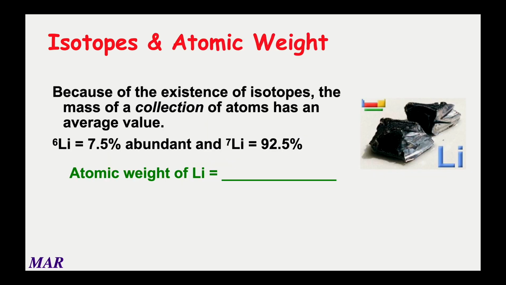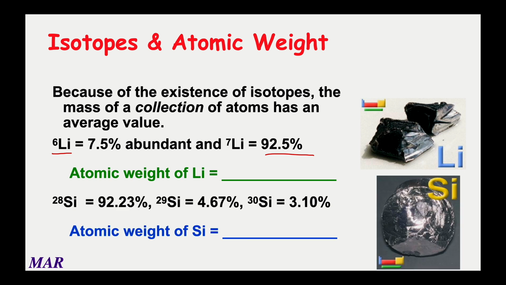Lithium is basically made of two isotopes. There's lithium-6, which is about 7.5%, and lithium-7, which is about 92.5%. And if you wanted to find the atomic weight of lithium, what you would do is just go to the periodic table. There are no surprises or anything like that. You would just look up what exactly it is. Lithium is about 6.941, so that would be the atomic mass of it. Silicon is another one. Silicon has three main isotopes, and you can see it's 92, 4.67, and 3.10.